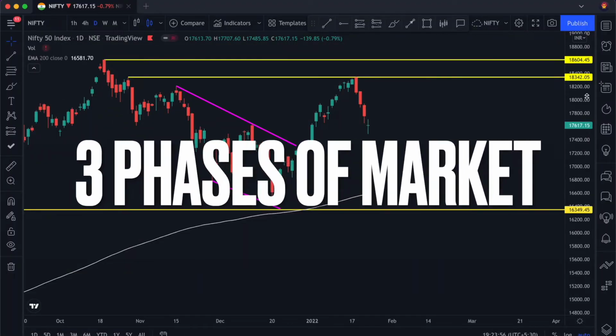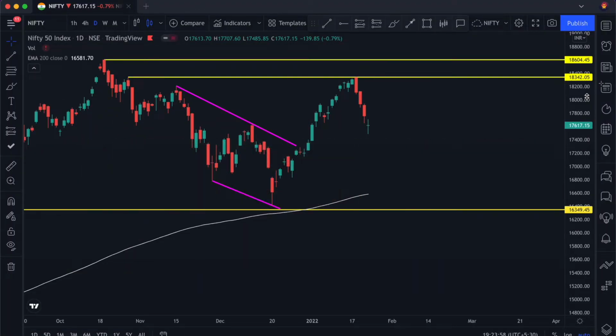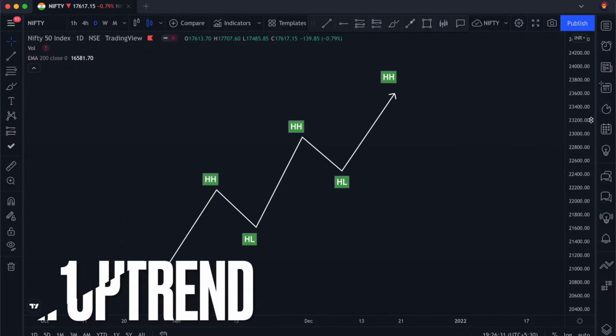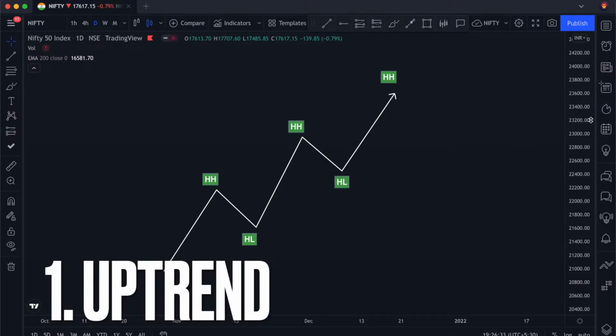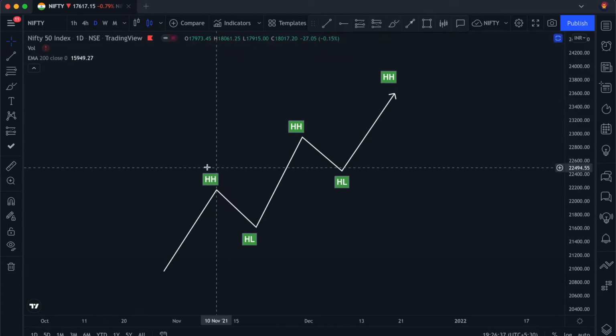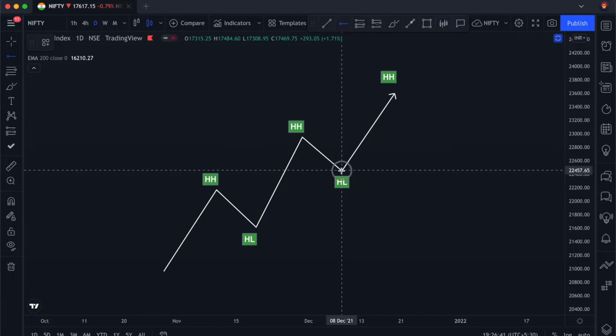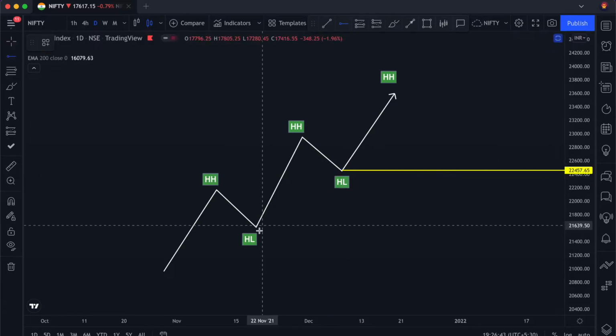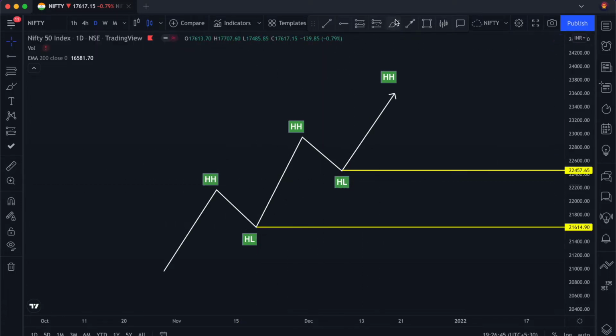Market moves in three phases. Let's discuss all of them in detail. Let's talk about an uptrend first. This is what an uptrend usually looks like. As you can see, we are constantly making new higher highs and we are not breaking below the previous higher low level. This is an indication of an uptrend.